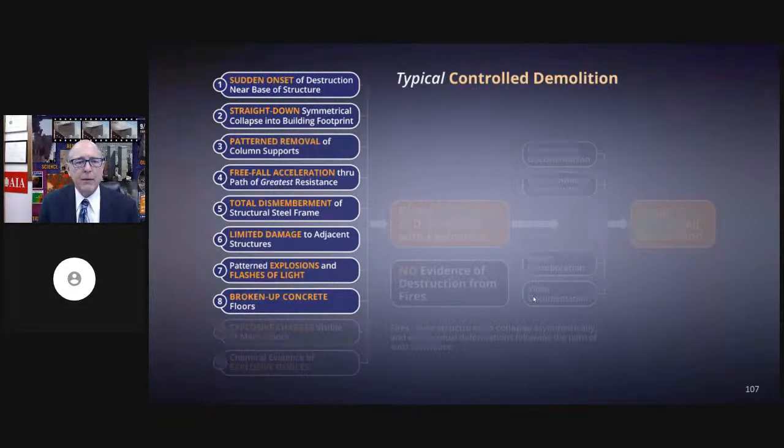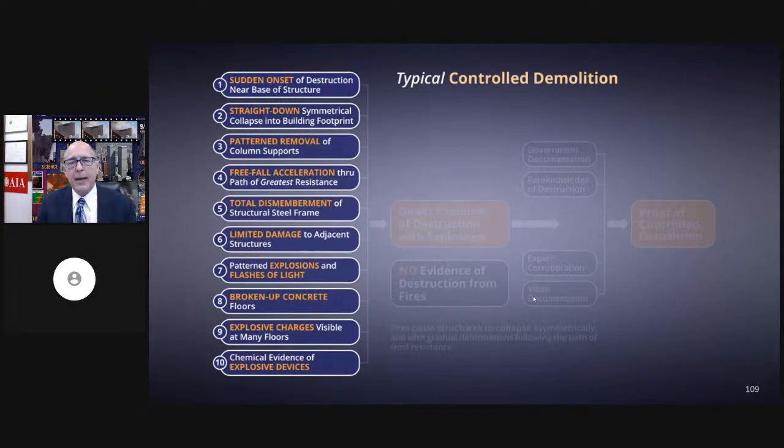We have broken up concrete floors, which are necessary because you don't want to have to go back into the building and use jackhammers to break up all those floors. Let the explosives do the work. And so we have charges that are visible at various floors, obviously isolated explosive ejections called squibs in the controlled demolition industry. And of course, chemical evidence left behind from these explosive devices. If you have these features, you know you have explosions.